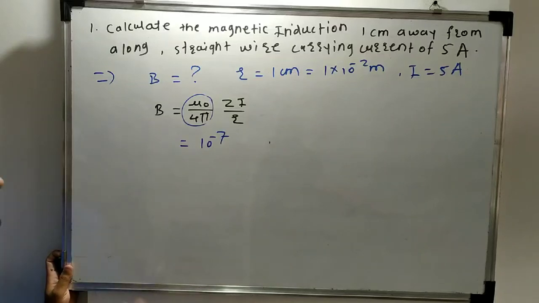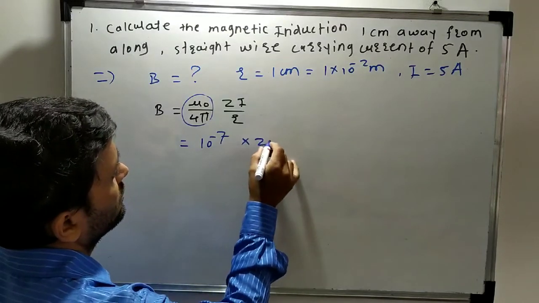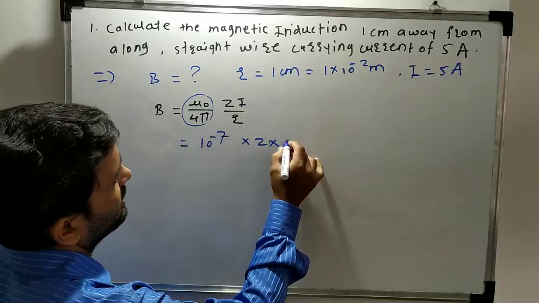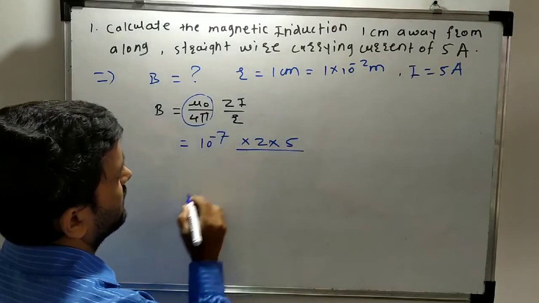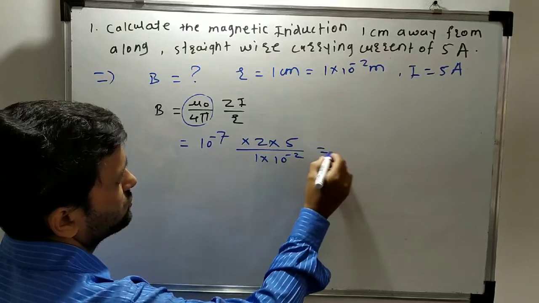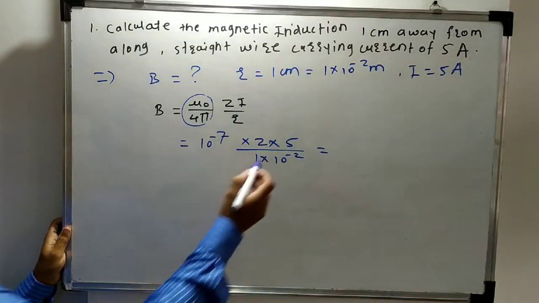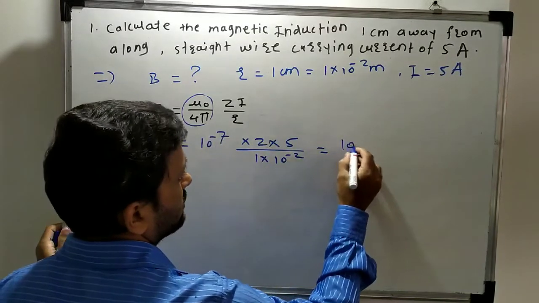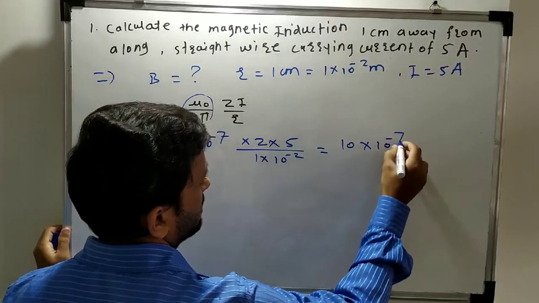Always put the value of 2. What is the value of I? It is 5, divided by the value of R, which is 1 into 10 raised to minus 2. Solve this: 5 2s are 10. So 10 into 10 raised to minus 7.